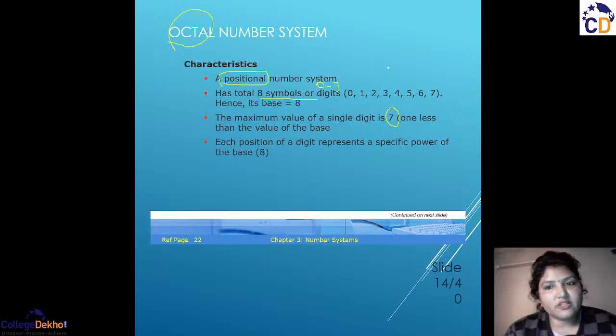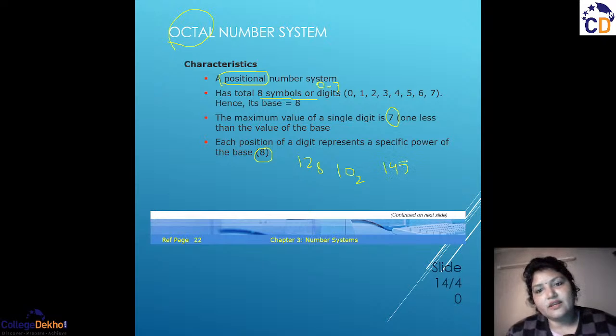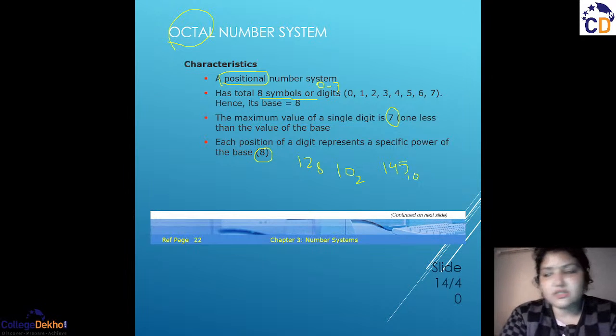Each position of a digit represents a specific power of 8 because its base is 8, right? Suppose I am writing a number and its base is 8, that means I will be following the octal number system. And suppose my number is like this, 10 base 2, so I will be using the binary number system. If I have a number like 45 and it is in the decimal number system, I will have the base 10. So by writing the base as a subscript, we can easily identify which number system we are following.